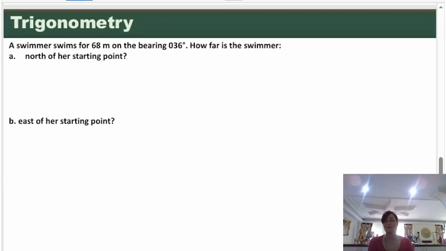So let's get started. Here it says a swimmer swims for 68 meters on a bearing of 36 degrees. How far is the swimmer north of her starting point?